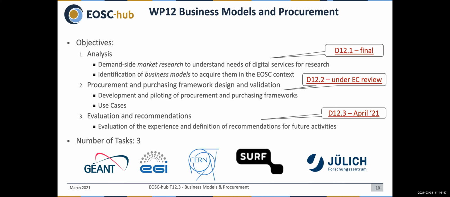And then the last one is what we are presenting today. Given this whole experience in these two phases, we decided, okay, let's do a final evaluation. Let's see how the landscape has changed around us, what the new knowledge is, and how we can polish and finalize the concept around business model and procurement and define recommendations for future activities. So there were 3 tasks and 5 partners that you can see listed below: GEANT, GI, CERN, SERF, and Jülich Supercomputing Center.